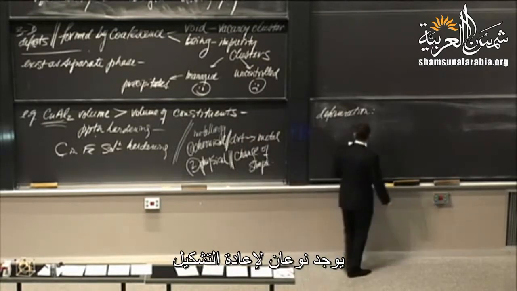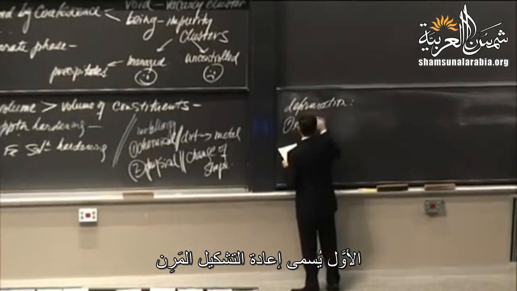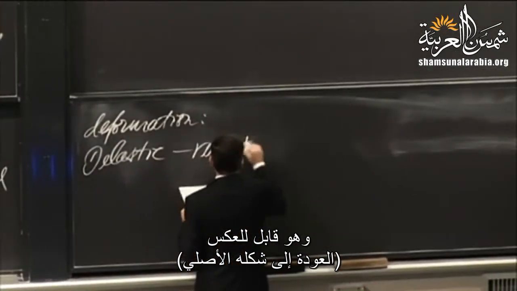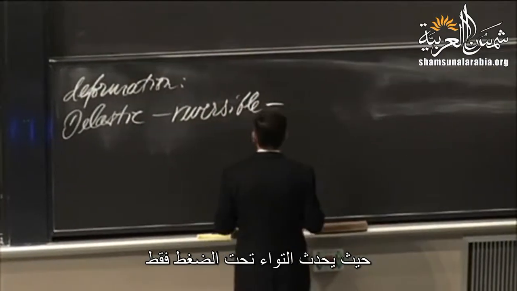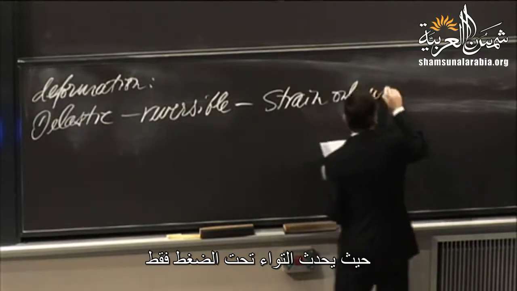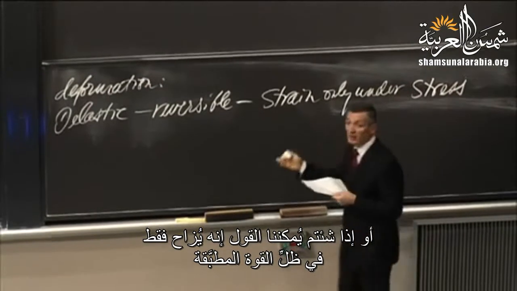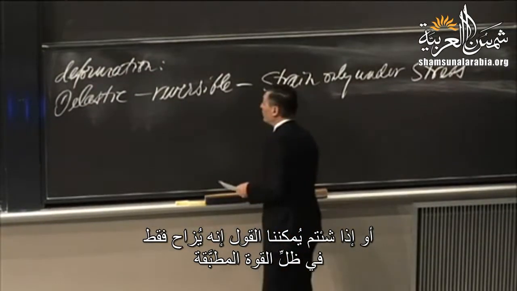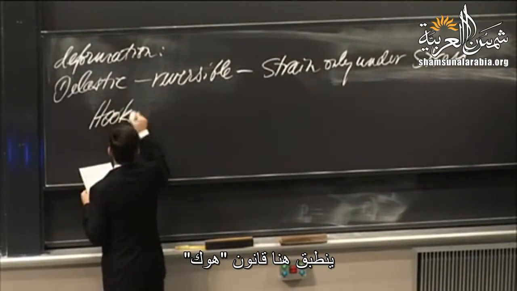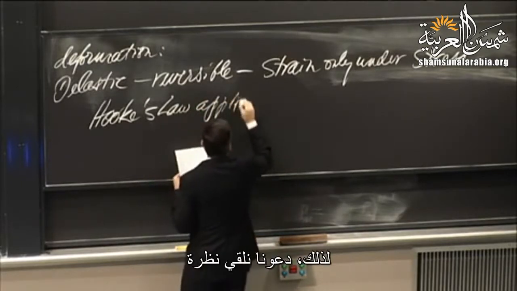So deformation, there's two types of deformation. First one is called elastic deformation, and it is reversible. So it is strain only under stress, or if you like, displacement only under applied force. So this is Hooke's law. Hooke's law applies. So let's take a look.